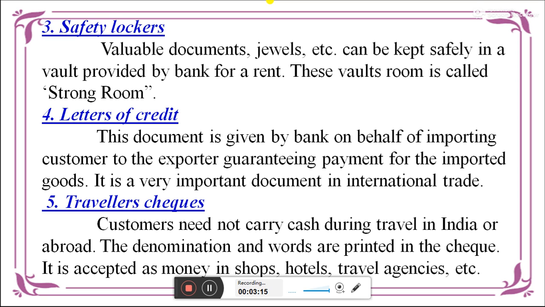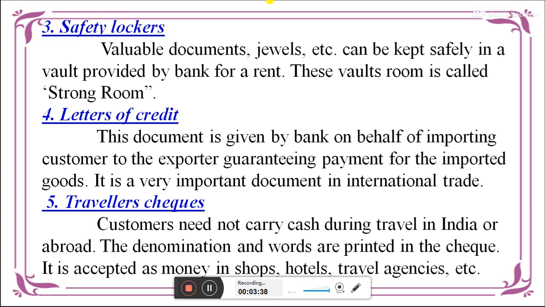Next, letter of credit. This document is given by the bank on behalf of important customers to the exporter, guaranteeing the payment of the importer of goods. It is a very important document in international trade. For importing and exporting we need a letter of credit. So the bank also provides the letter of credit.